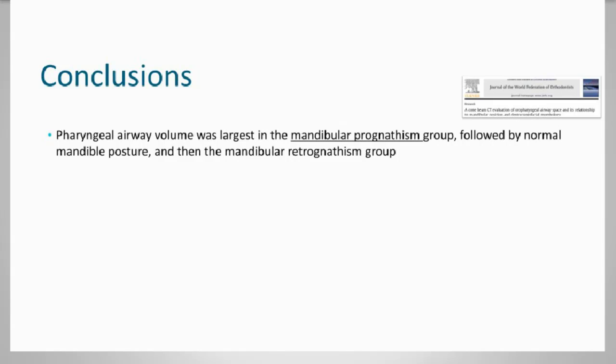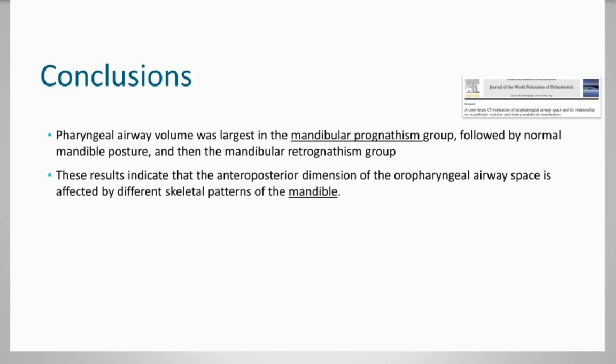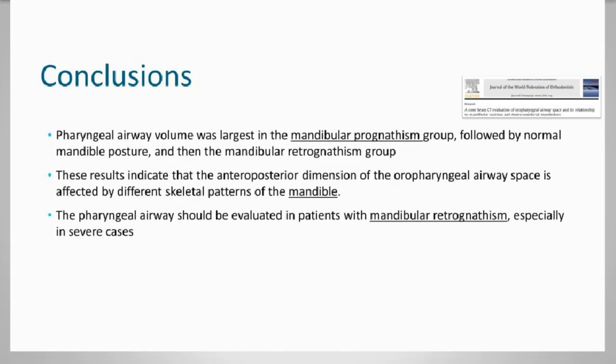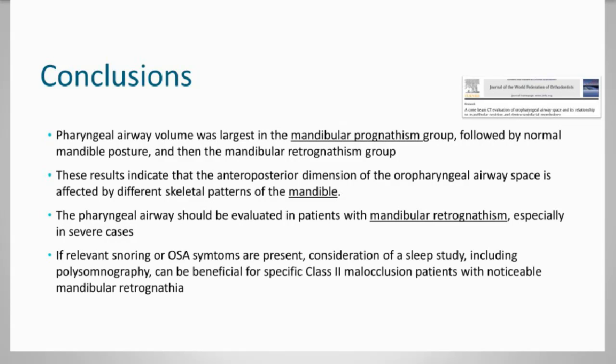These results indicate that the AP, the anterior-posterior, the horizontal dimension of the oropharyngeal airway space is affected by different skeletal patterns of the mandible. So the mandible seems to be the greatest culprit in most of these cases. So small mandibles, retruded mandibles, think small airways. The pharyngeal airway should be evaluated in patients with mandibular retrognathism, class 2 patients, convex patients, especially in severe cases. If relevant snoring or OSA symptoms are present, consideration of a sleep study, including a PSG, can be beneficial for specific class 2 malocclusion patients with noticeable mandibular retrognathism.